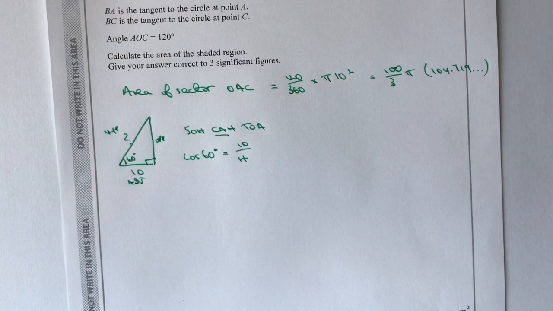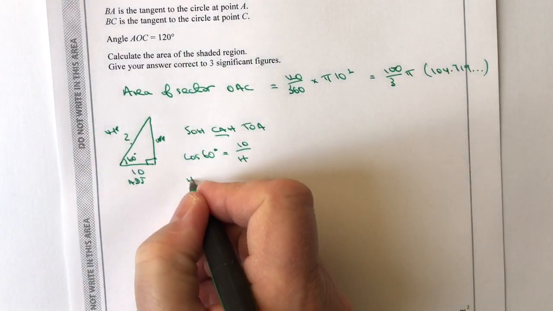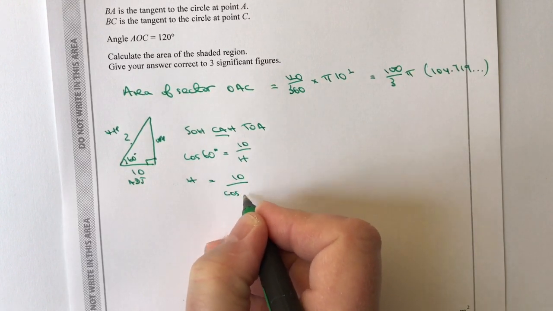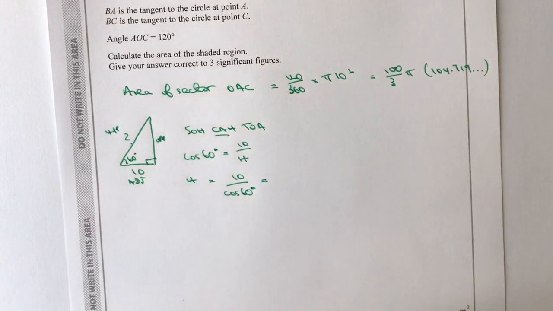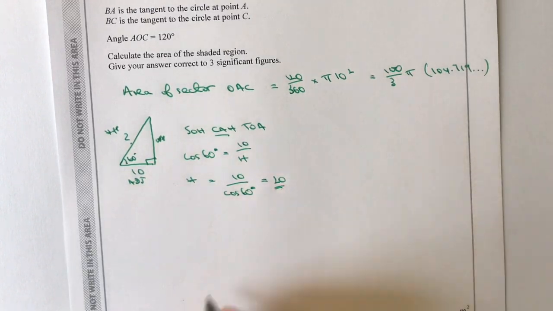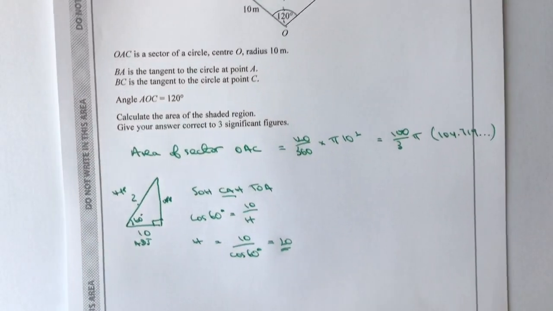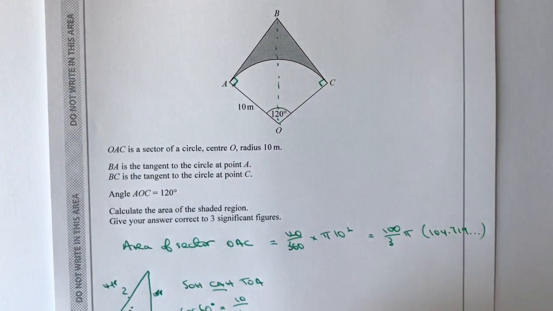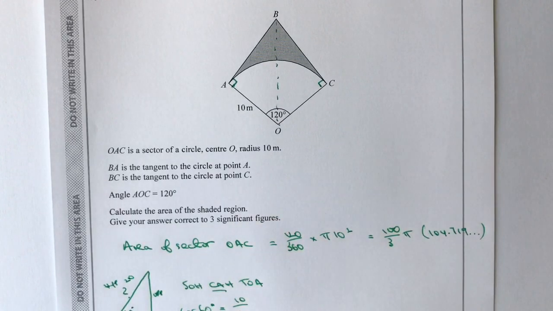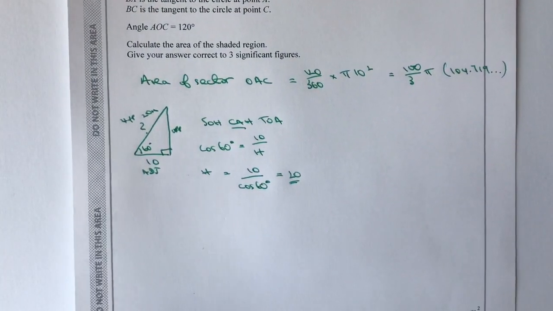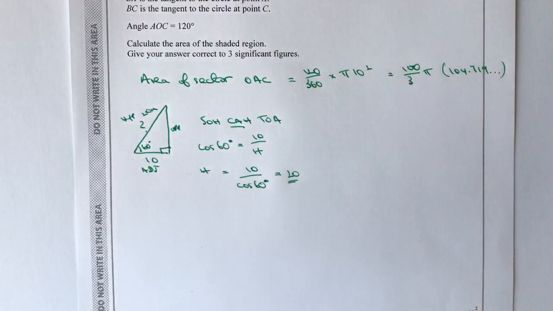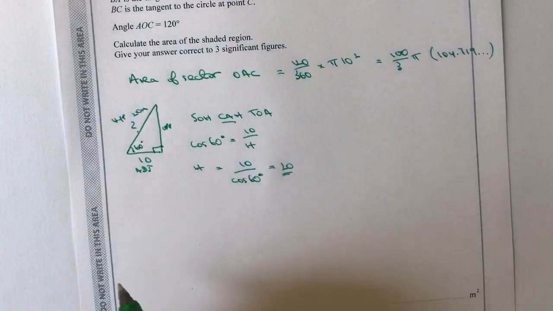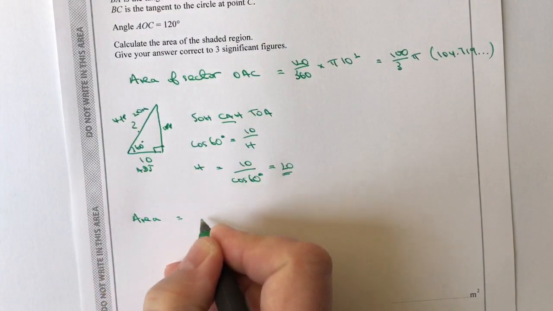So if I want to figure out the value of the hypotenuse, I've got 10 divided by the cosine of 60 degrees, which is going to give me exactly 20. So what it's telling me is that this length along here, which is this height along here, is actually 20 centimetres or 20 metres. Right, so I've got now a little bit more information. Now the other formula that you'll need is I can work out the area of a triangle using a half AB sine C.